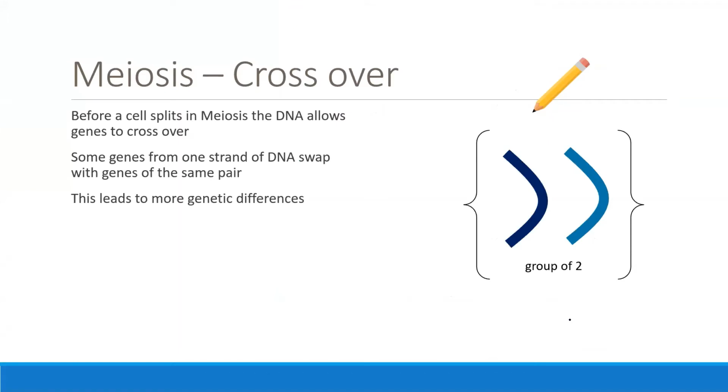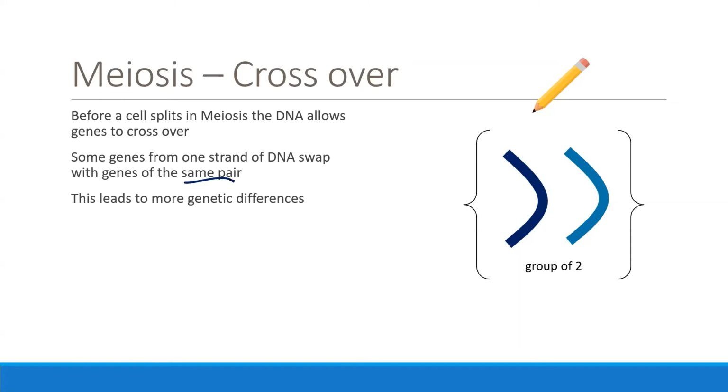Let's talk about some special features of meiosis. Meiosis includes one special feature. Before a cell splits in meiosis, the DNA allows genes to cross over. Some genes from one strand of the DNA swap with genes of the same pair. This leads to more genetic differences because the first thing you're doing is just mixing things up a little bit.